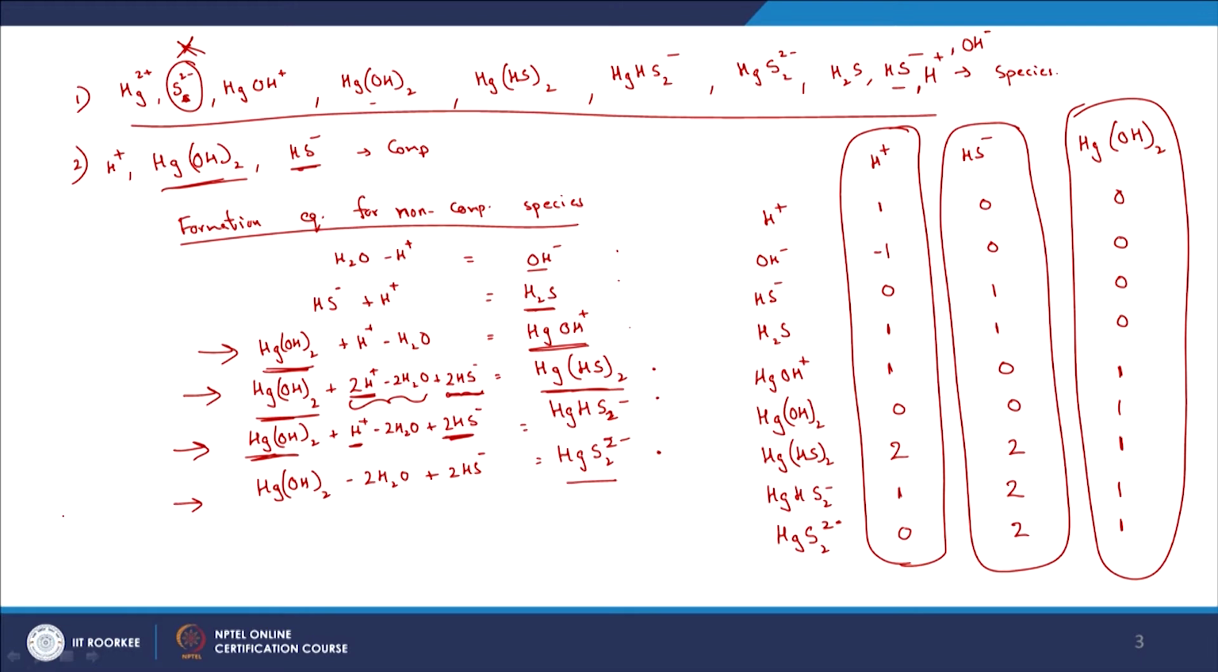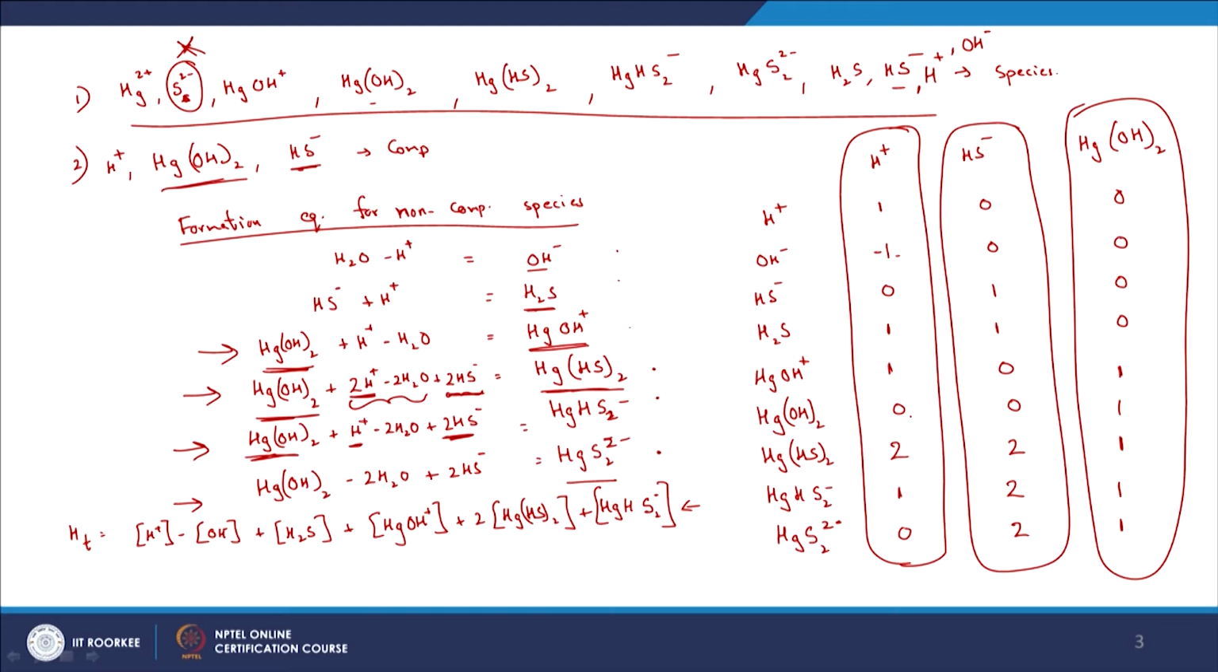So what would H total be equal to? H total would be equal to H plus minus OH minus and 1 times HS minus. Not really, not 1 times. It's H2S, right? 1 times H2S, plus 1 times HgOH plus, plus 2 times HgHS2 or HS twice, and 1 times HgHS2 minus, right? So how did we get this equation? Obviously, only from this particular total component balance here, right?